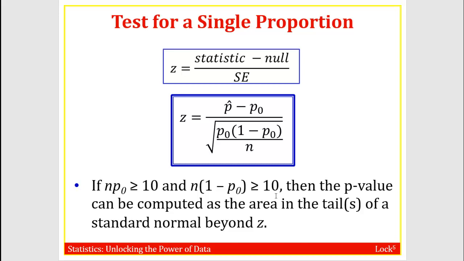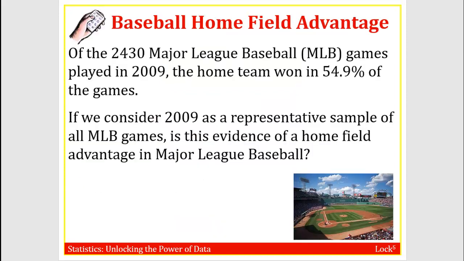This is a little bit different than the requirements for a confidence interval, in which we require the successes and failures to both be greater than 10. In this case, n times p naught and n times 1 minus p naught are not actual count values from our data. They are quantities that will have to be calculated to see if we meet the requirements. So let's look at an example.